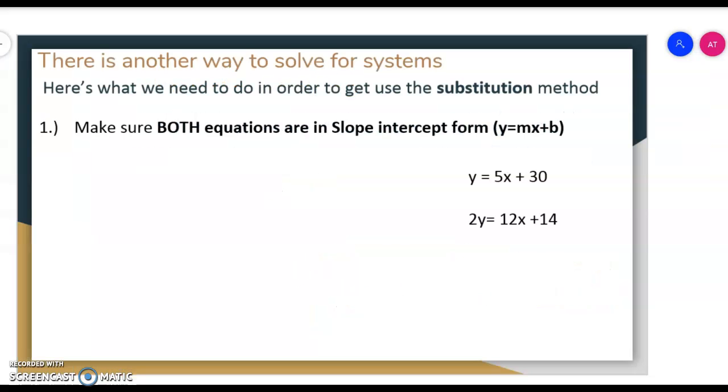For our substitution method, the first thing we need to do is make sure both equations are in slope-intercept form, so it's y equals mx plus b. Our first equation here is in y equals mx plus b form, but our second one is not. So how can I get it to y equals mx plus b? Well, I have 2 attached to y, right? What I can do is take my 2 and divide everything by 2 in order to get it to y equals mx plus b. 12 divided by 2 is 6x. 14 divided by 2 is 7. So now both of them are in y equals mx plus b form.